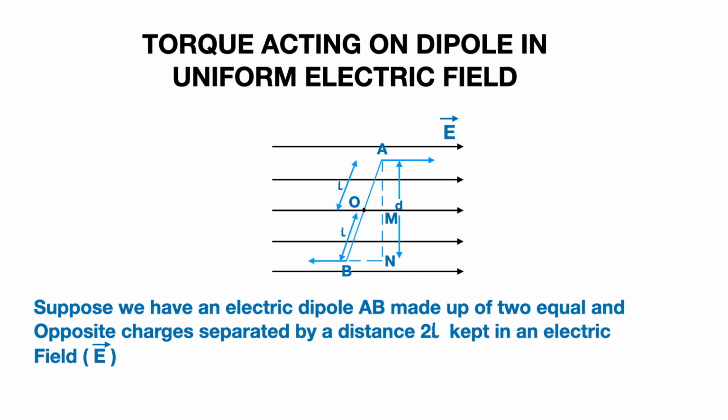We have a perpendicular which is drawn from A to the point, say N. Now since the dipole is making an angle of theta with the horizontal, angle ABN will be equal to theta, and also AOM will be theta, being corresponding angles.